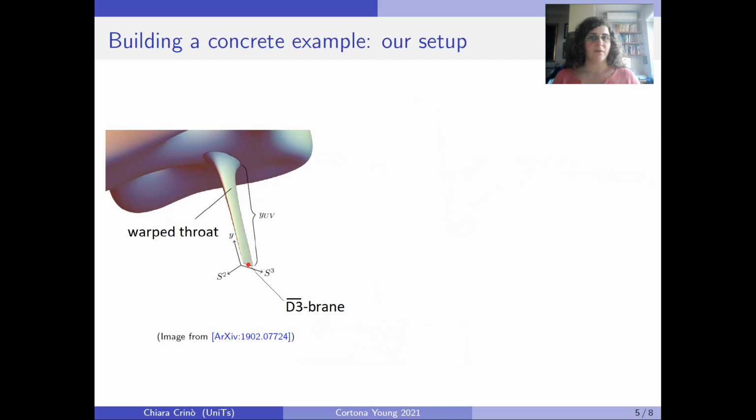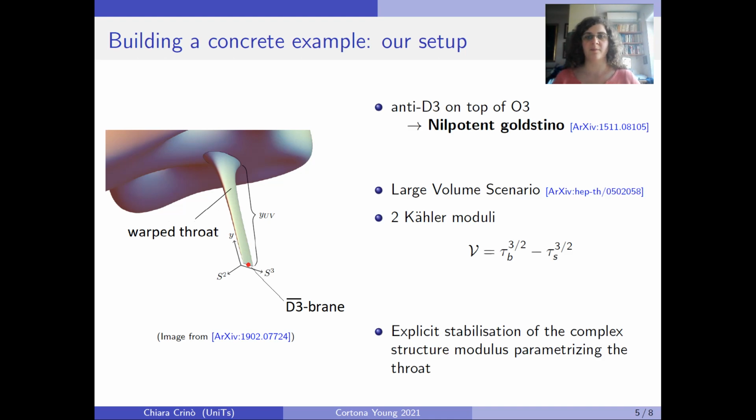We already know from the original KKLT paper that if we place an anti-D3 brane at the tip of a warped throat in the compact space, under certain conditions, we can get a de Sitter minimum. Starting from this idea, we worked on the following setup. First of all, we placed the anti-D3 brane on top of an orientifold 3-plane at the tip of the warped throat. This is because this specific configuration can be very conveniently described in the low energy limit in terms of a nilpotent Goldstino.